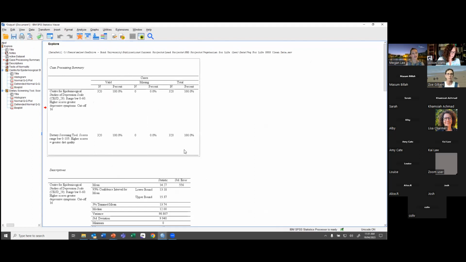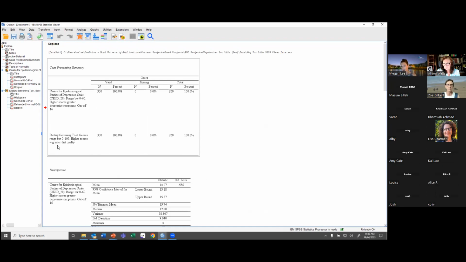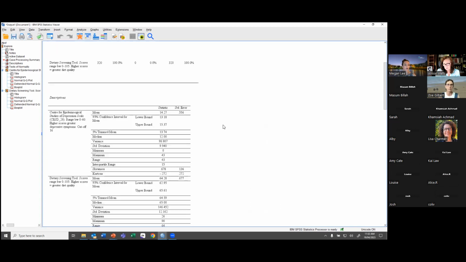Cool. So the first thing that comes up is a box that tells us how many participants we've got. Now we should have no missing data for the CESD 20 and the dietary screening tool, because as we talked about in the workshop in week one, it was a decision made by the research team that only participants who had completed both the diet and depression questions were included in the data set. So we should not have any missing participants there, and we don't. We've got the 320 that we started with.